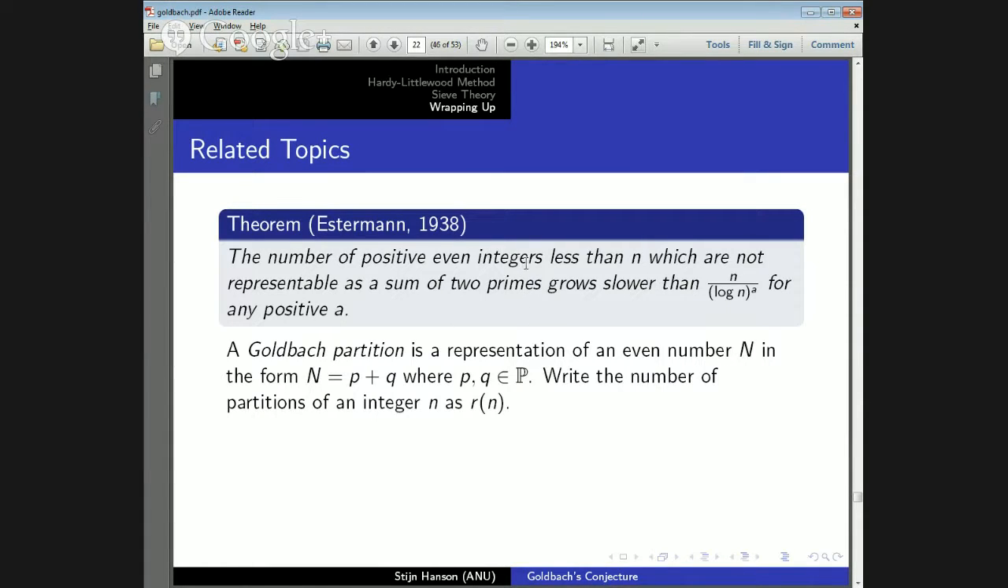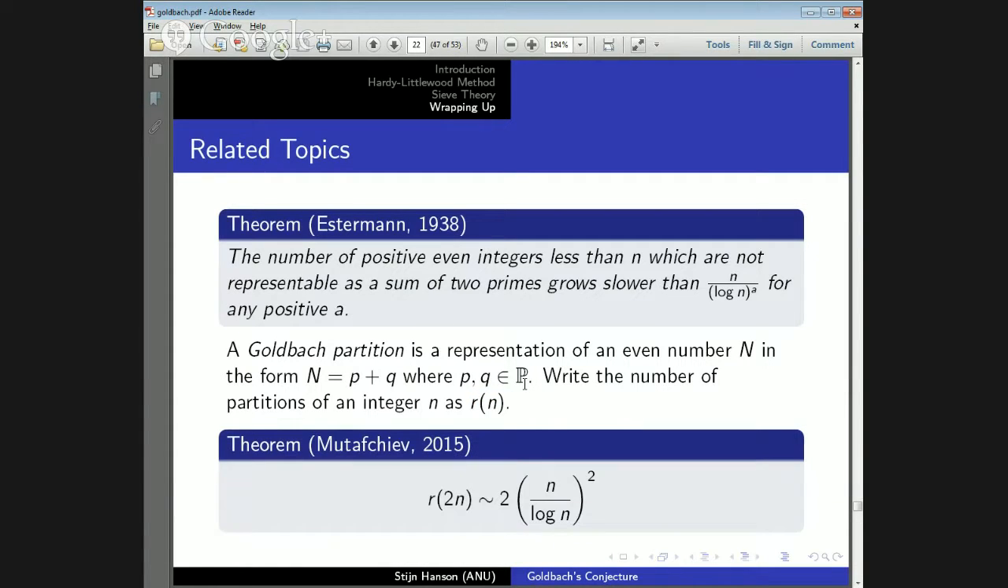And we're going to call a Goldbach partition some representation of n as a sum of two primes. And recall that we wrote the total number of them before as R of n. And quite recently, it's been accepted into a journal, Mutavkiev, or however you pronounce that, proved that the number of partitions of even numbers grows essentially like 2 times n over log n squared, which again is a nice result. In analytic number theory, we love these asymptotic results.